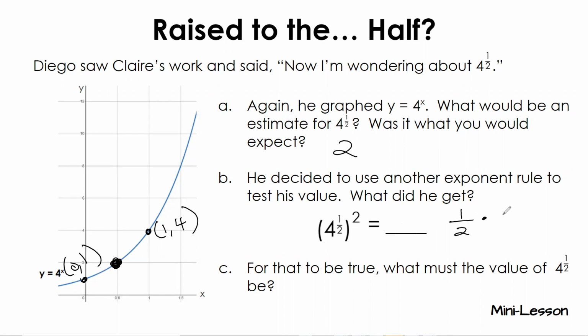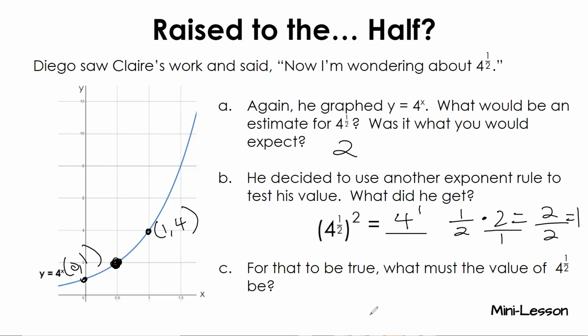So 1/2 times 2 is going to give me, and remember, when we multiply fractions, we multiply straight across. So 1 times 2 is going to give me 2. 2 times 1 is going to give me 2. And that can simplify to 1. So this will be 4 to the first power.